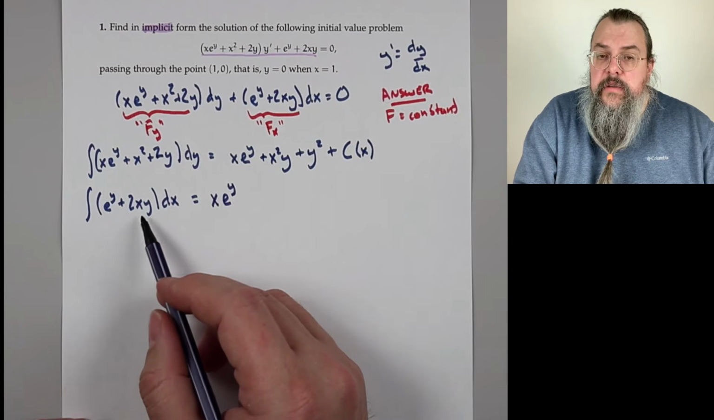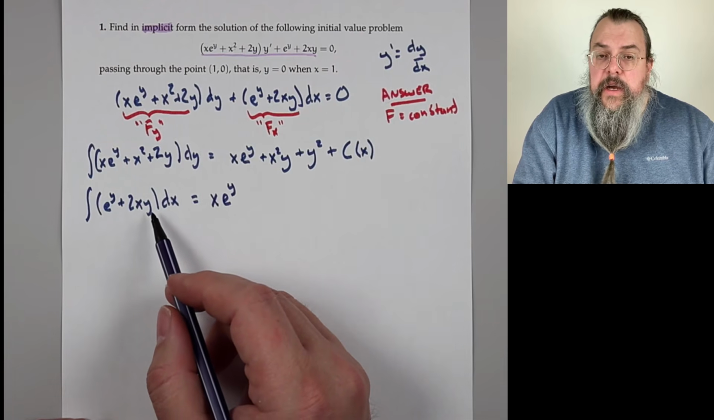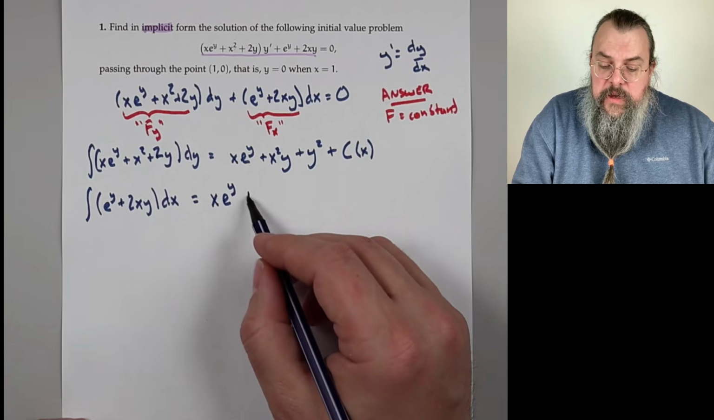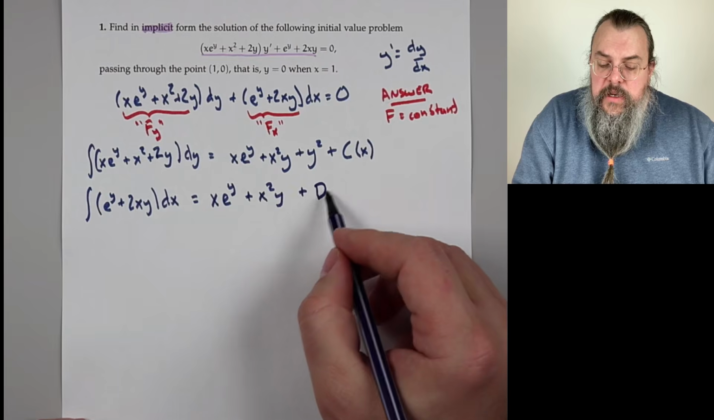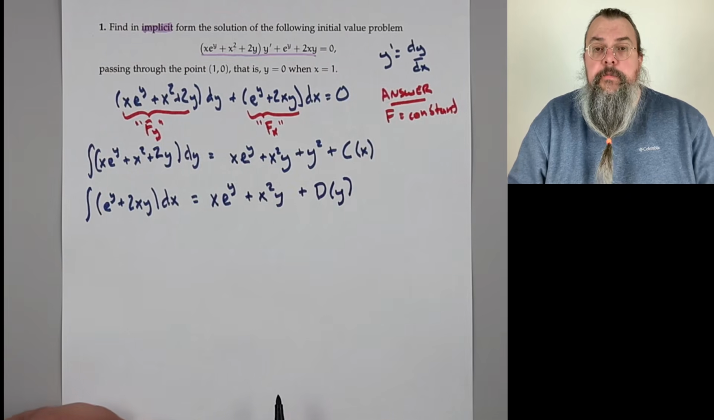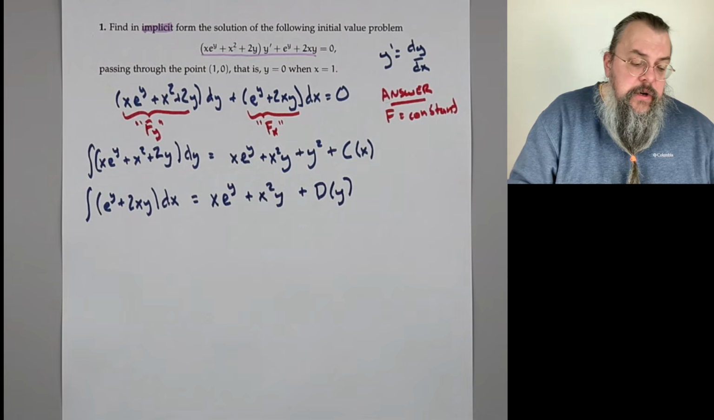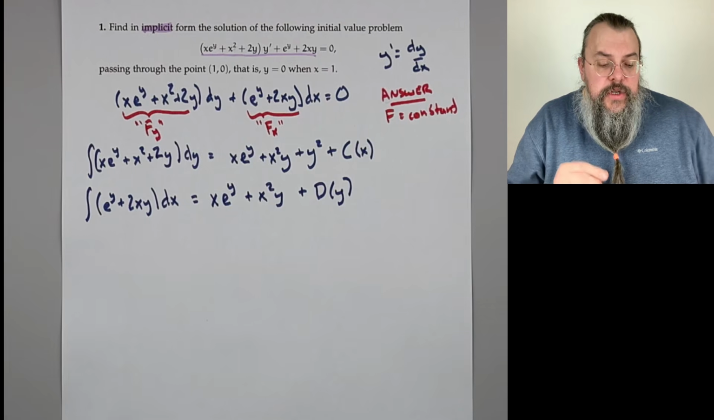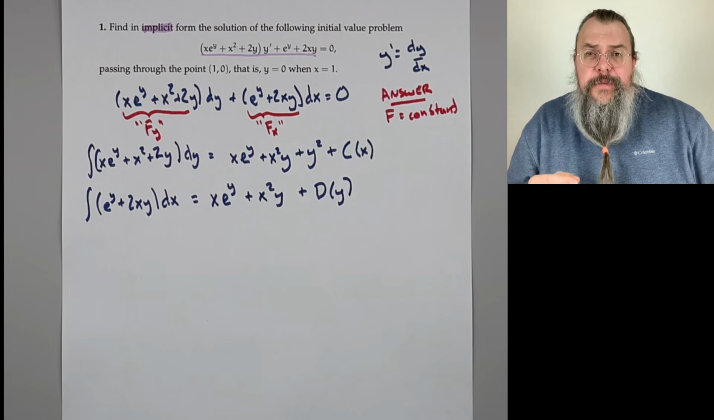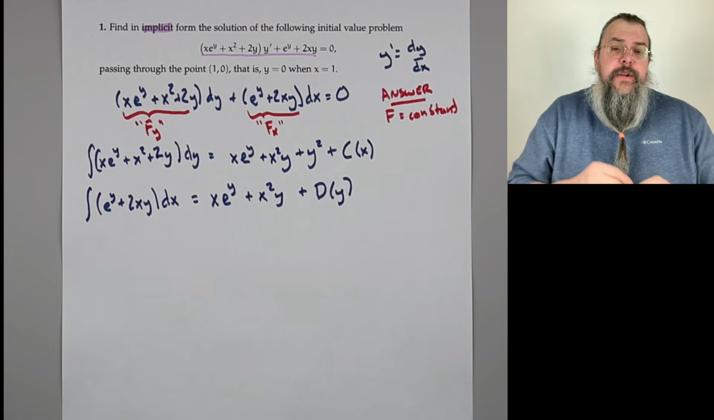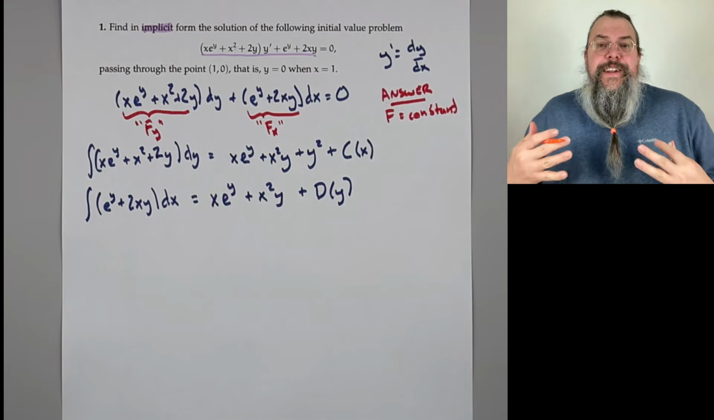Here, 2x, the integral of that is x squared, and y acts like a constant. So we have x squared y, and then plus something which depends only on y. All right, now at this point, we should be careful and justify that what we're doing actually works. In other words, do we have something that's exact, or do we have something that only mimics exact?